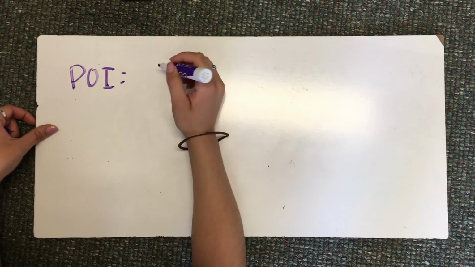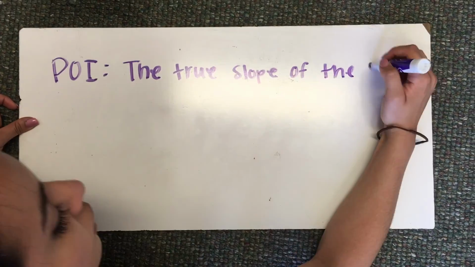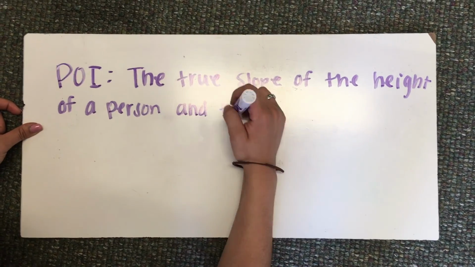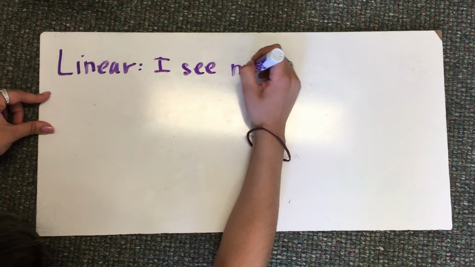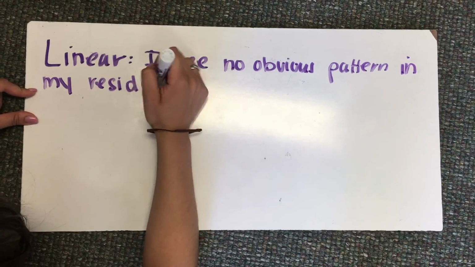To start off our PANIC, we will start with P, or our parameter of interest. This is the true slope of the height of a person and the number of baskets they can make. In order for us to proceed, our assumptions must be met. We will use LINER. L stands for linear. We see no obvious patterns in our residual plot.